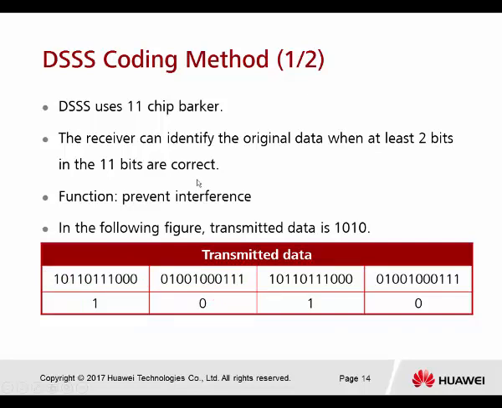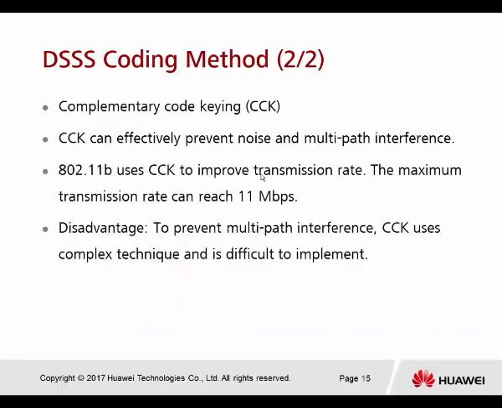Okay, so this is the function of the chip packer to prevent the interference. Then the next one, we have the CCK, complementary code key. So this one also can effectively prevent the noise and the multipath interference. So the CCK actually is more complex if compared to just now the chip packer.